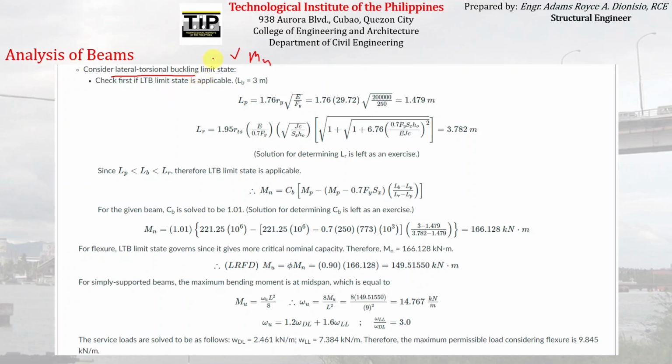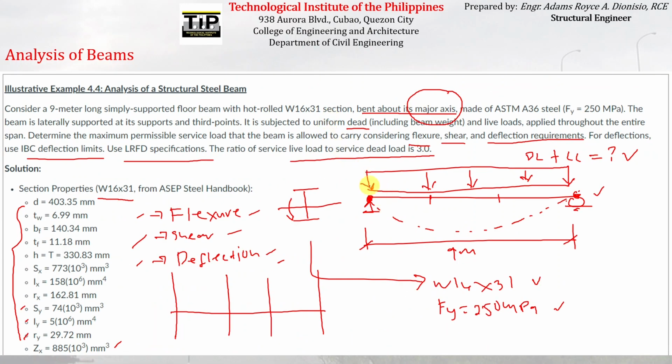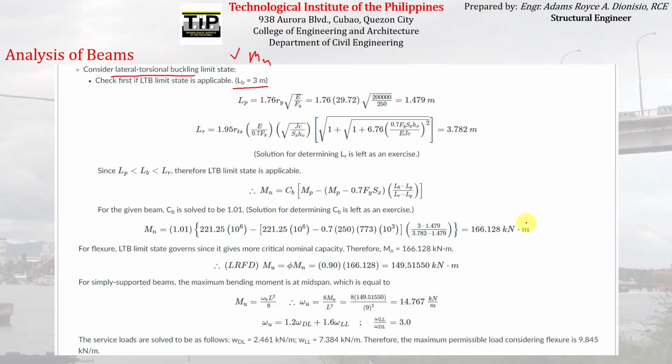So we have to compare the given unbraced length, which is equal to 3 meters. How did we come up with 3 meters? Since the question said that the beam is laterally supported at every third point, here and here, the corresponding unbraced lengths are just equal to 9, which is the total length, divided by 3. So these are all equal to 3 meters. That will be the unbraced length.